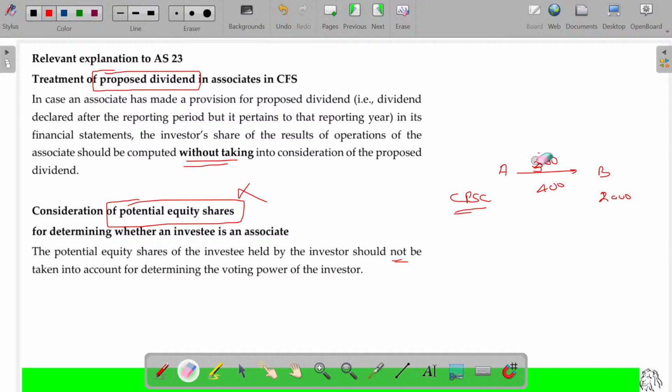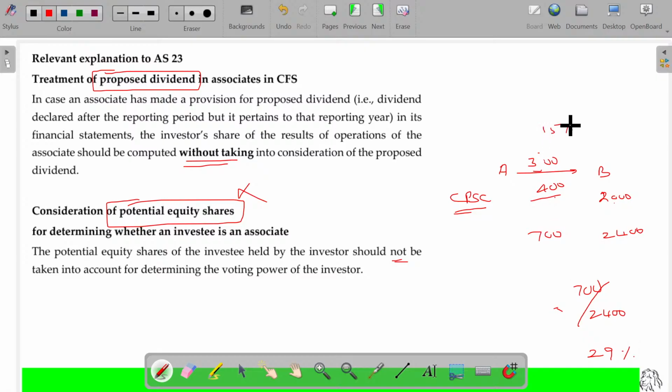300. Okay. If it is 300, my holding is only 15%. I don't have significant influence. But I have convertible preference shares. The preference shares will be converted into equity shares sometime later. Because of that, my number of shares will be 700. The number of shares in B after issuing this becomes 2400. So 700 divided by 2400. Come on, what's the percentage now? 29%. Currently, we have only 15%.